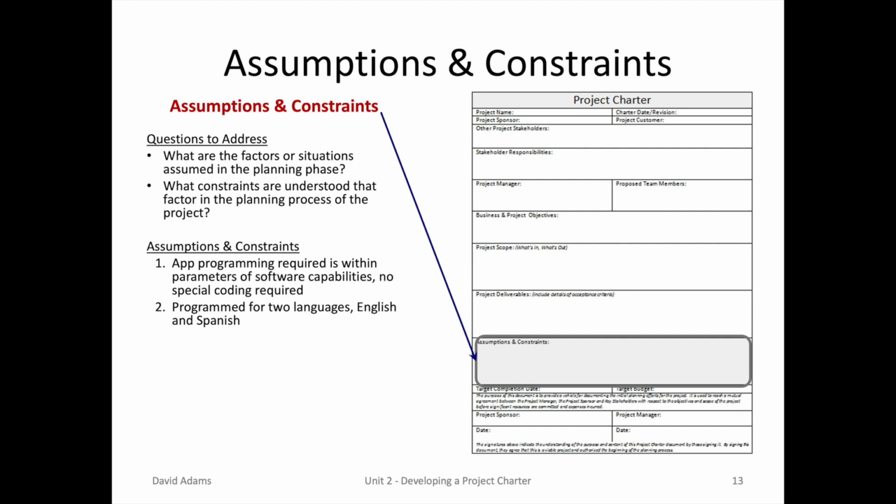The next section is the assumptions and constraints. And the question is, what are the factors or situations assumed in the planning phase? And what are the constraints? This is very important because you need to highlight things that could or could not impact. For instance, in this particular project charter, there's a mention that it needs to be programmed for 2 languages, English and Spanish.